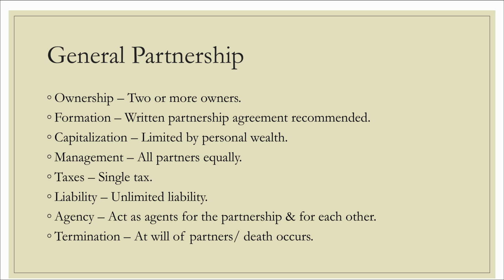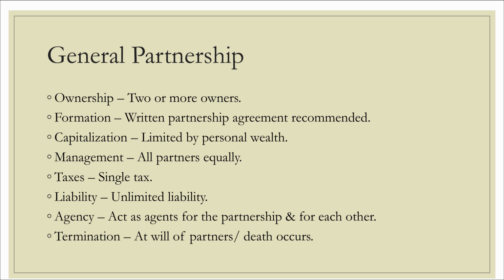All partners equally manage the partnership unless otherwise stated in the agreement. A partnership is not taxable as a separate entity, so only a single tax is paid by the partners on income derived from the partnership. There's personal liability for the partners, and the partners act as agents for the partnership and for each other. A general partnership can dissolve upon the death of a partner, or if it's a partnership at will, it can dissolve whenever a partner wants to withdraw.